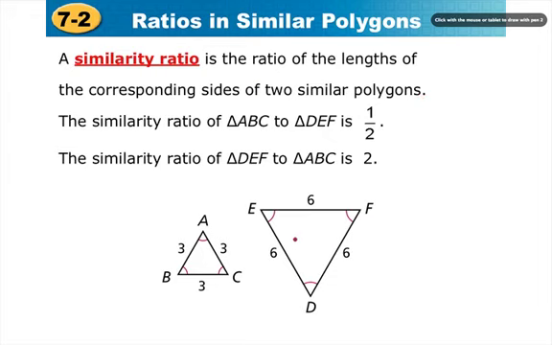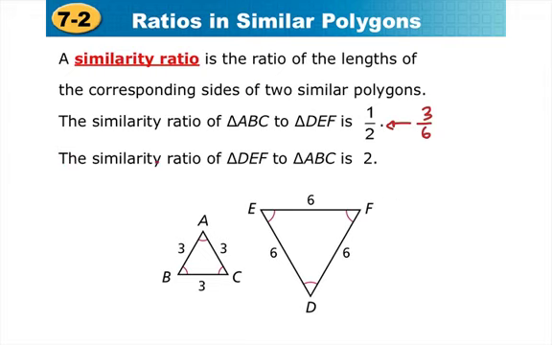This picture will clarify it. This is what it says. The similarity ratio of triangle ABC, which is this triangle, to this triangle, is 1 to 2. How do you get that? Take this side over this side, and notice that you get 3 over 6, but this reduces to what you have here. What happens if you switch the order?